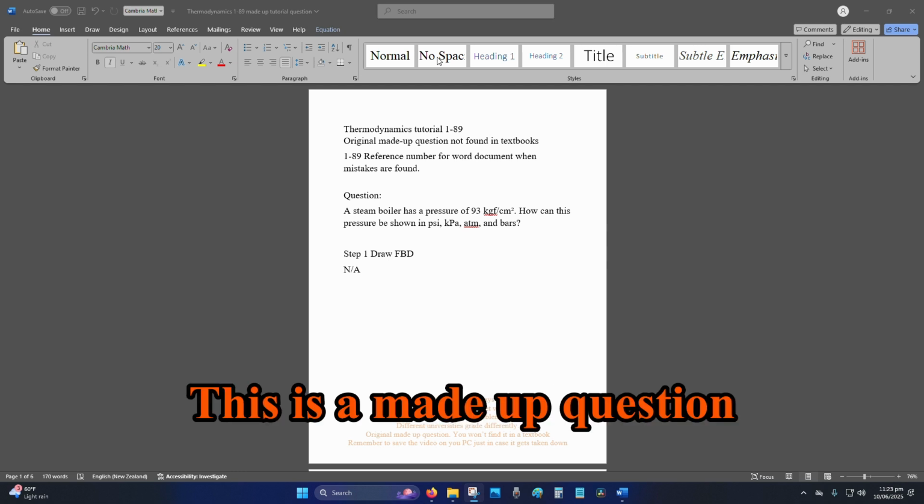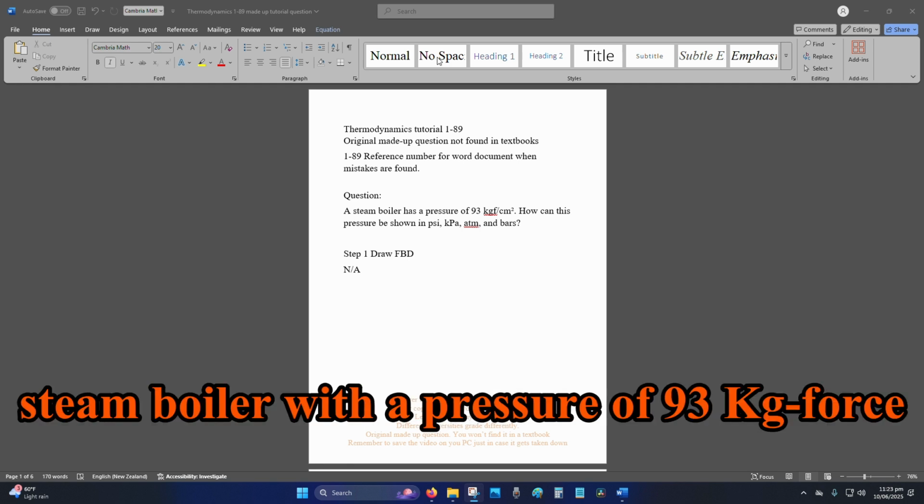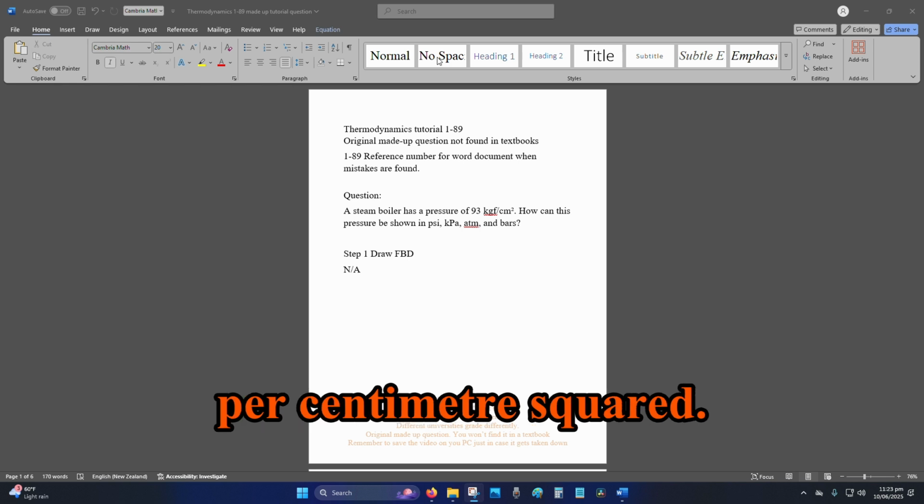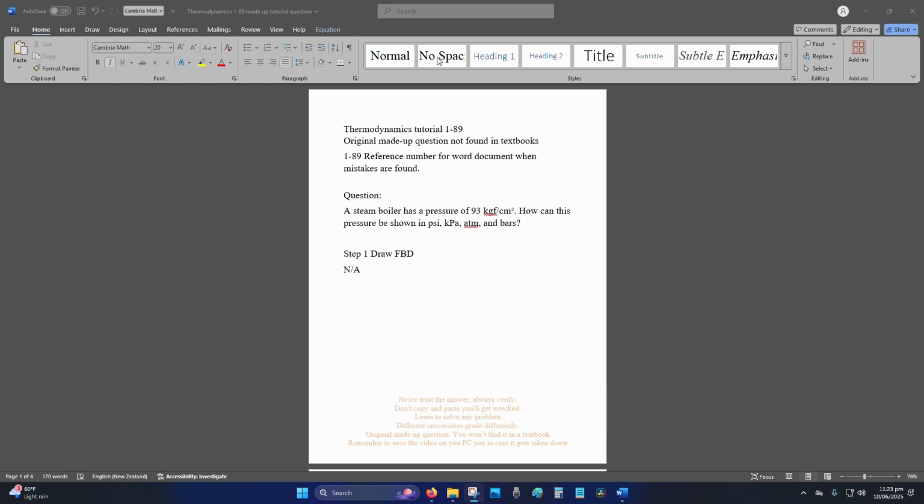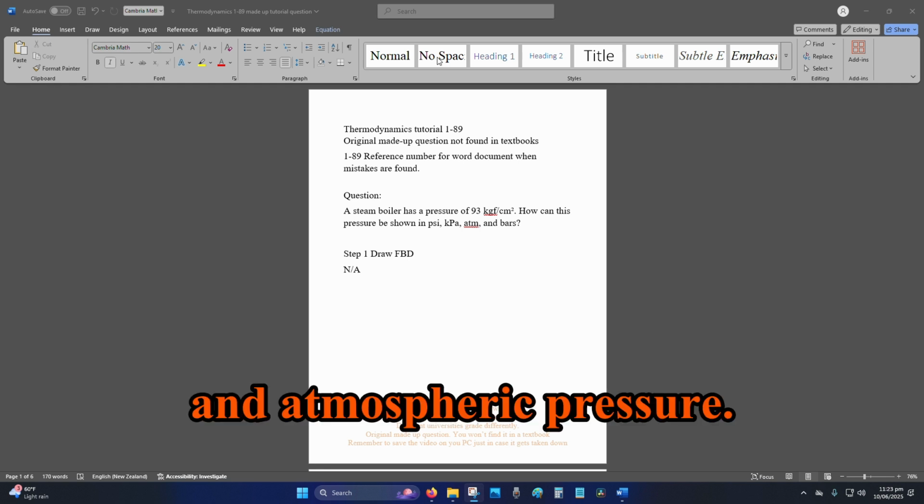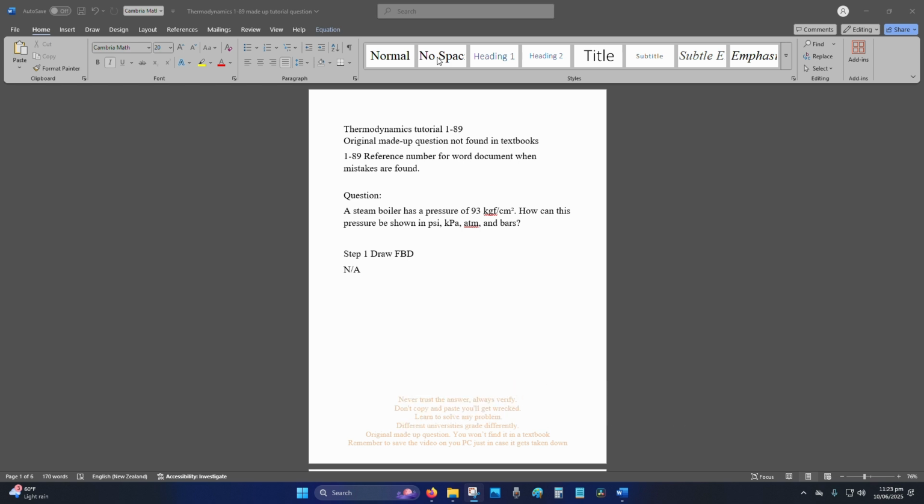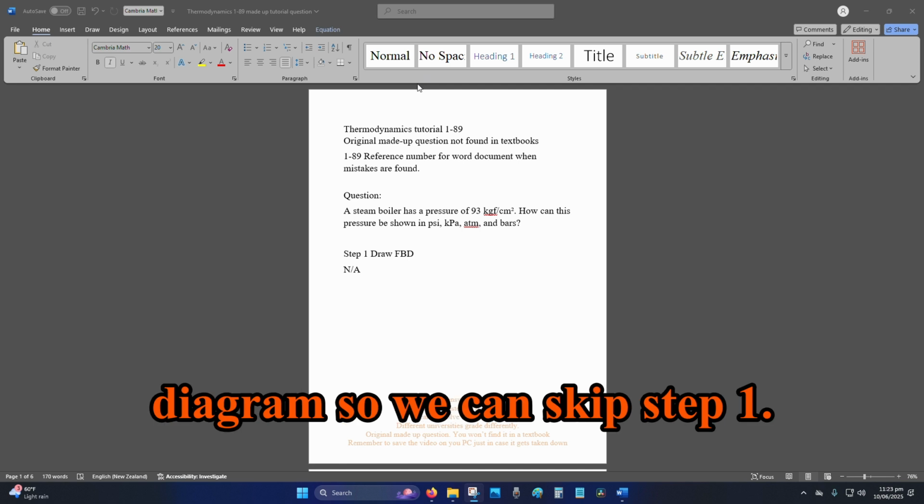This is a made-up question not found in your textbooks. So we have a steam boiler with a pressure of 93 kilogram force per centimeter squared. We want to convert this into PSI, kPa, and atmospheric pressure. Also, we want it in bars. There is no free body diagram, so we can skip step 1.